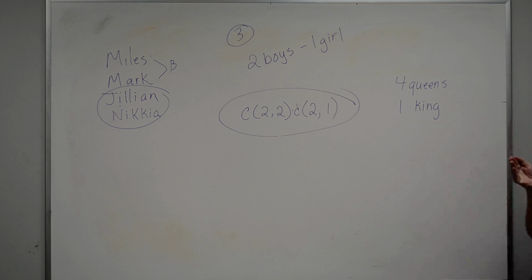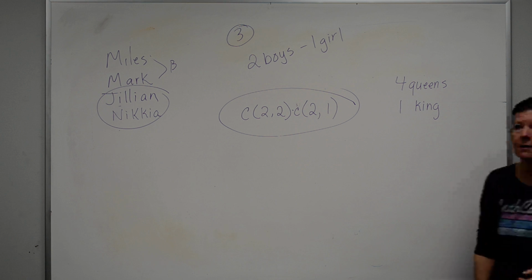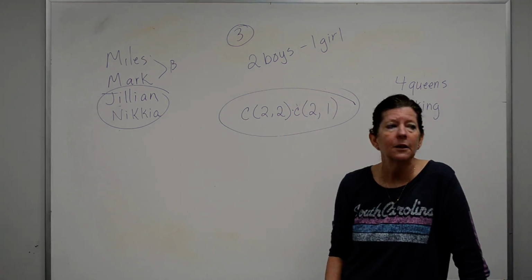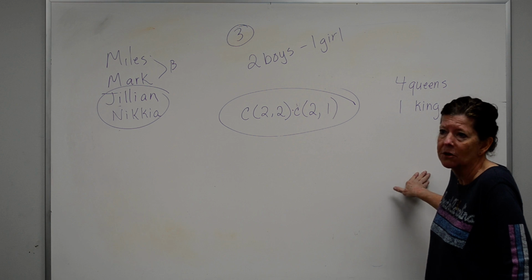So I can have all 4 queens, and then I can have the king of diamonds. All 4 queens, then the king of spades. All 4, king of diamonds. All 4, and then the king of clubs. Okay, so it's 4 different ways. So logically, you could think in your mind, or you could do it out with combinations.